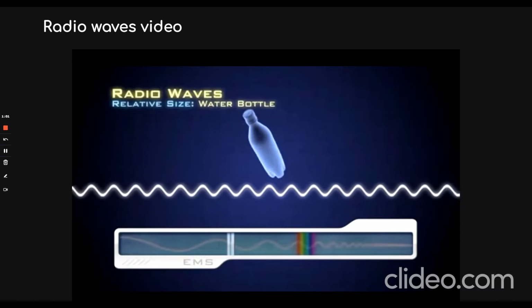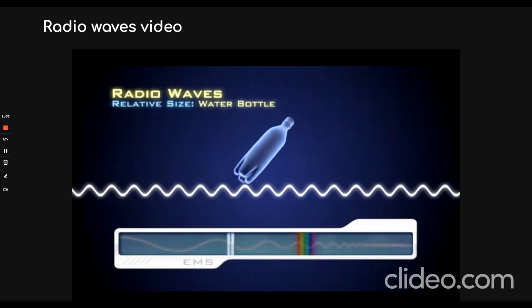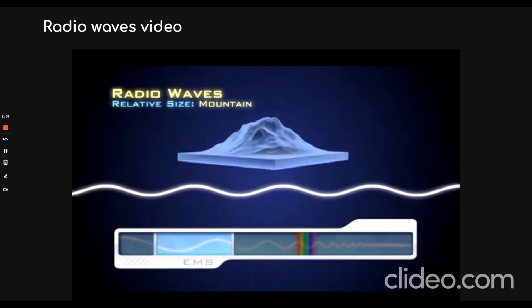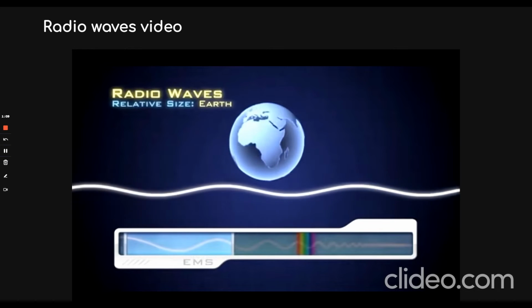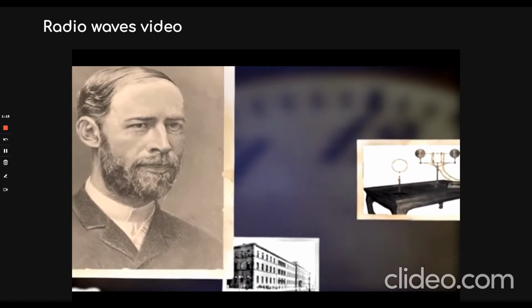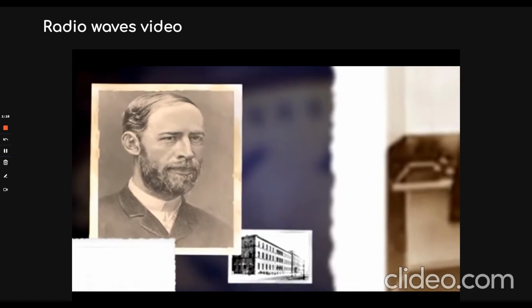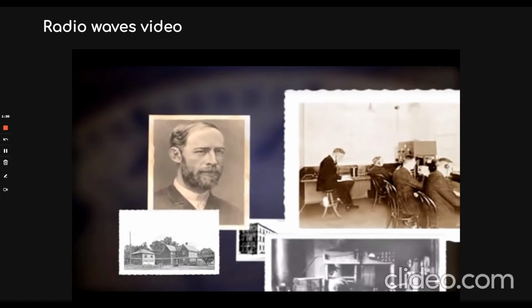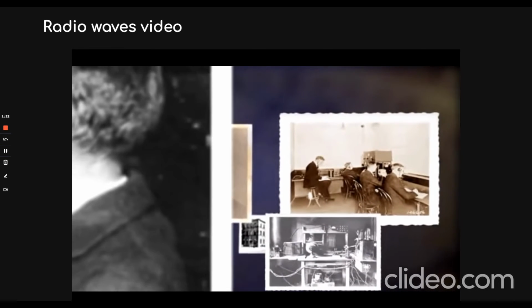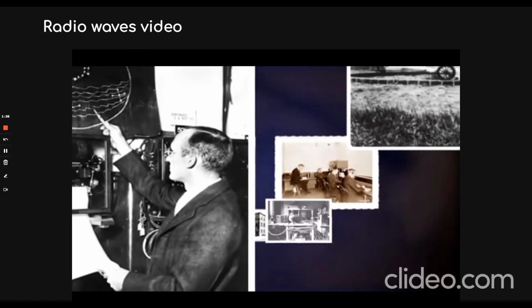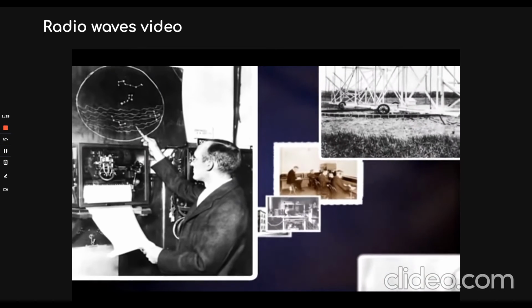While visible light is measured in minute fractions of an inch, radio waves vary from about 19 centimeters, about the length of a water bottle, to waves the length of cars, ships, mountains, all the way up to monstrous waves longer than the diameter of our planet. Heinrich Hertz discovered radio waves in 1888. The first commercial radio station went on the air in Pittsburgh, Pennsylvania on November 2, 1920.